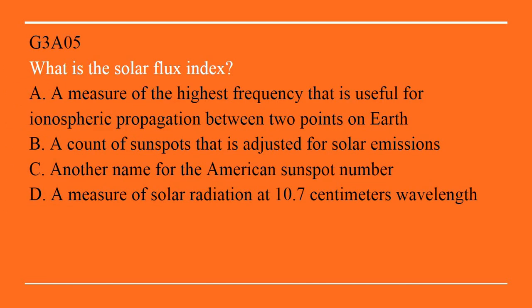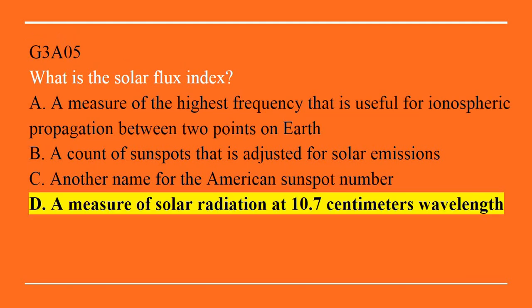G3A05, what is the solar flux index? A. A measure of the highest frequency that is useful for ionospheric propagation between 2 points on Earth. B. A count of sunspots that is adjusted for solar emissions. C. Another name for the American sunspot number. Or D. A measure of solar radiation at 10.7 centimeters wavelength. Correct answer is D, a measure of solar radiation at 10.7 centimeters wavelength.